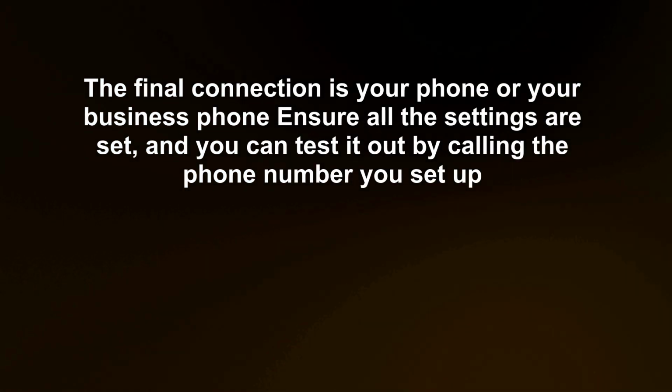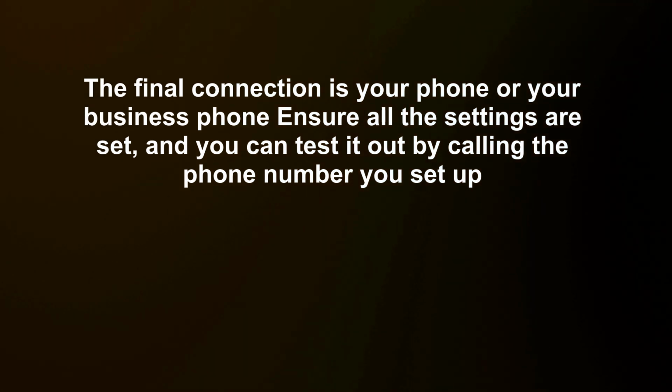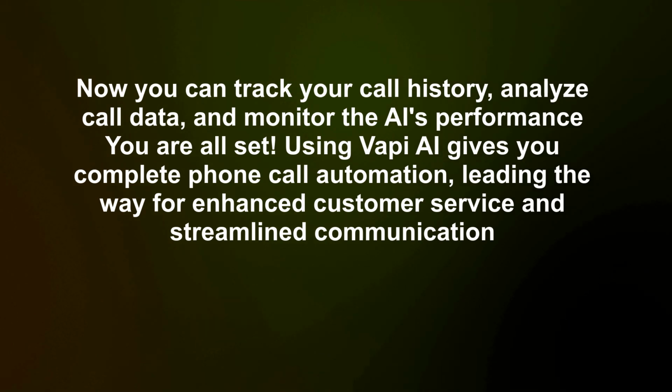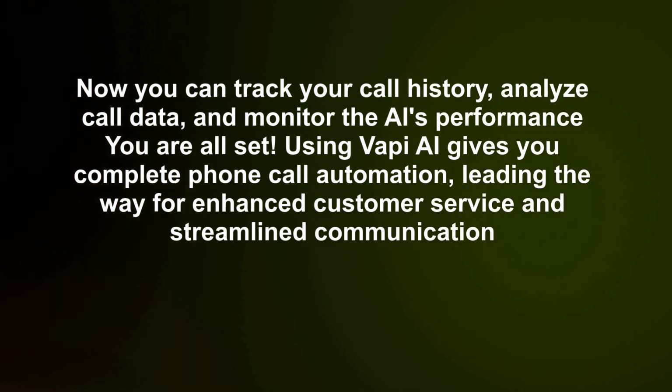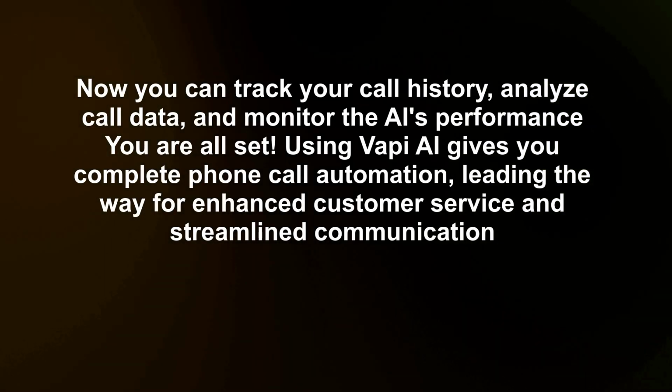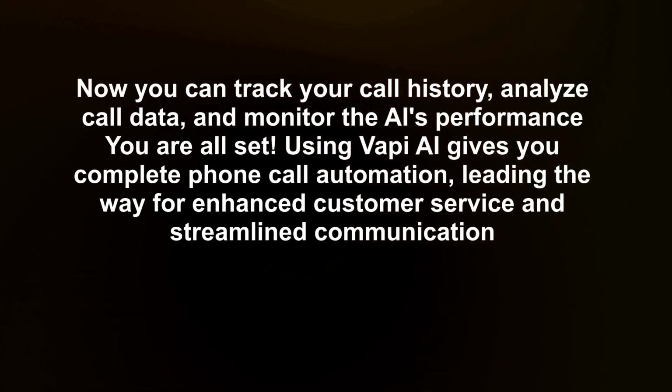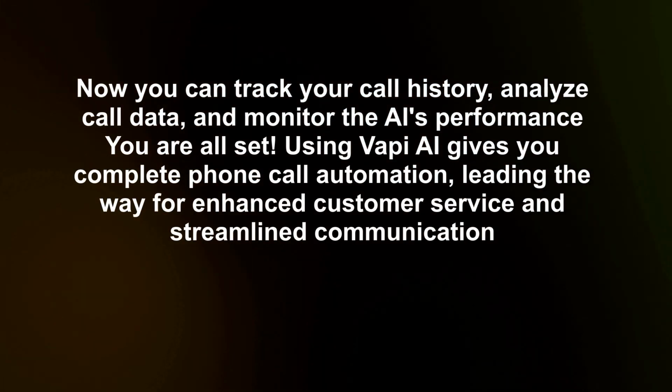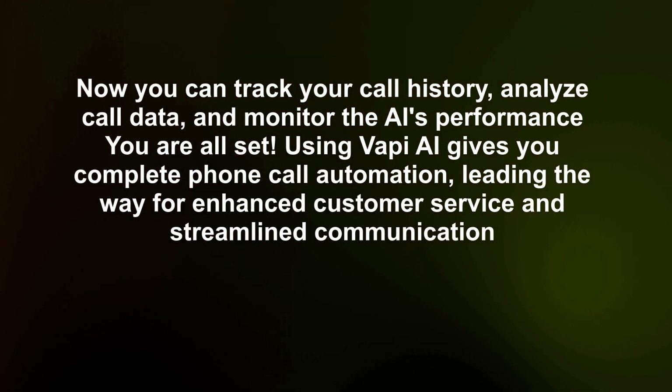Ensure all the settings are set, and you can test it out by calling the phone number you set up. Now you can track your call history, analyze call data, and monitor the AI's performance. You are all set. Using Vapi AI gives you complete phone call automation, leading the way for enhanced customer service and streamlined communication.